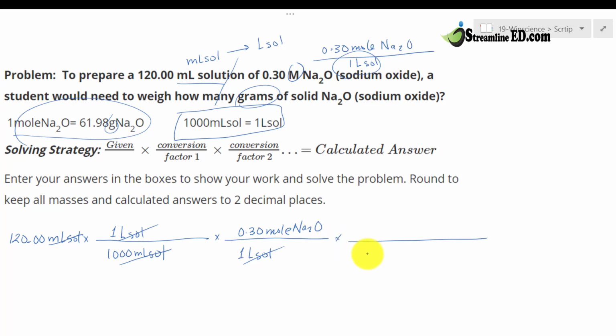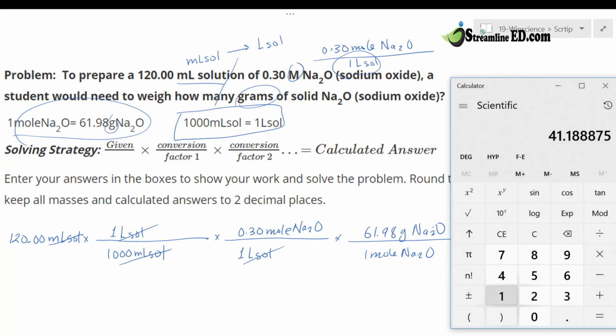So the mole would be on the bottom to cancel out. So we have 1 mole of Na2O, which is sodium oxide. On top would be 61.98 grams of Na2O. And now all we have to do is multiply everything on top and divide everything on the bottom using a calculator.